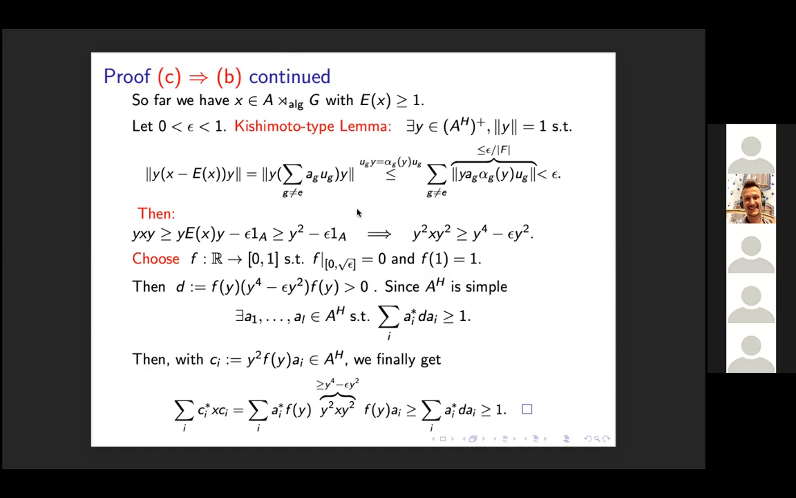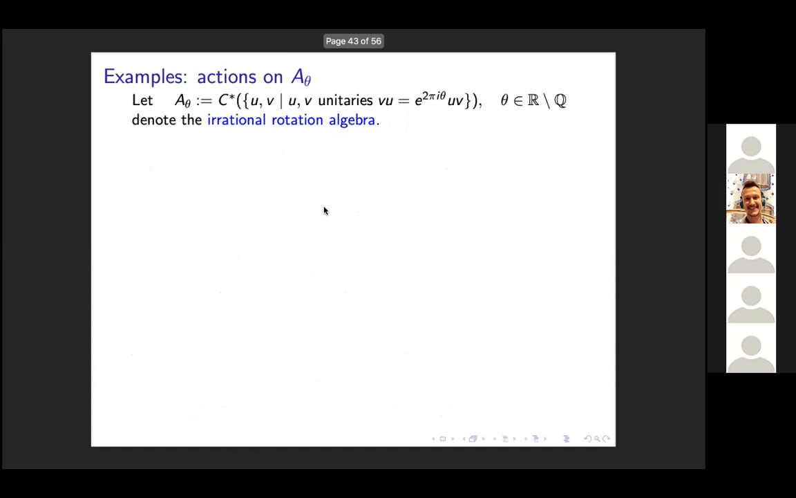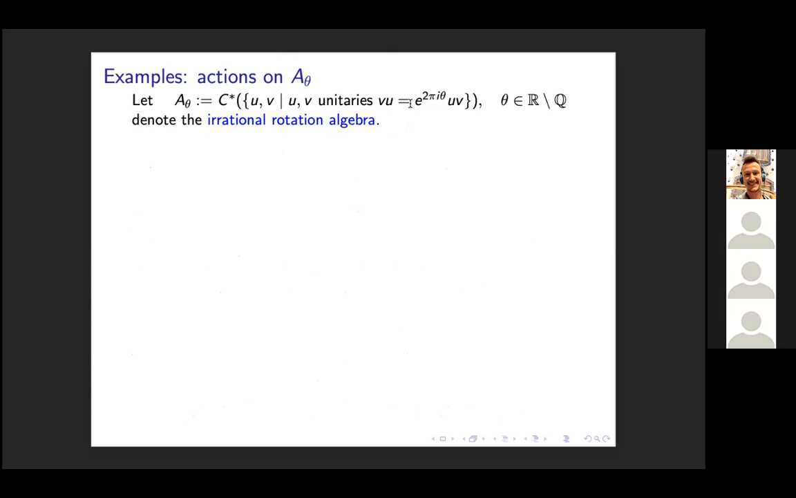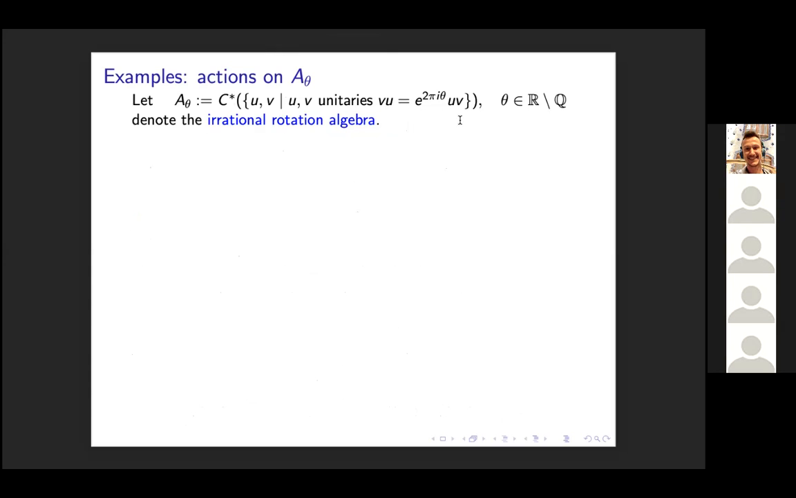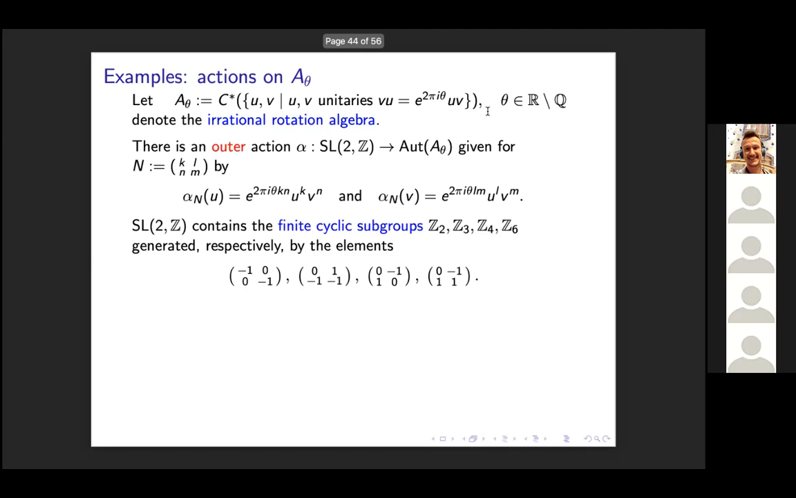Yeah, so we come to the examples. So we take the irrational rotation algebra, the universal C-star algebra generated by two unitaries u and v, subject to the relation vu is e to the pi i theta uv, where theta is always an irrational real number in this lecture. So we get the irrational rotation algebra A theta. And we have an outer action of SL2Z on the irrational rotation algebra.